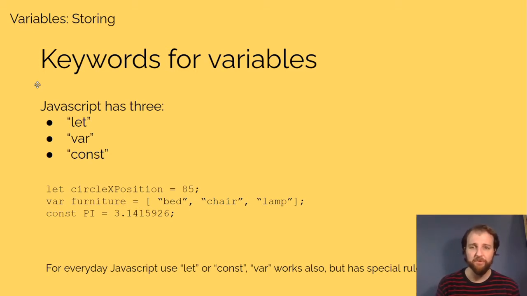So here are the examples. Circle x position is 85. I use let there. Var furniture, this is a list of furniture as strings. And then finally const pi. Pi hasn't changed in thousands of years. I doubt it will in the course of our class together.